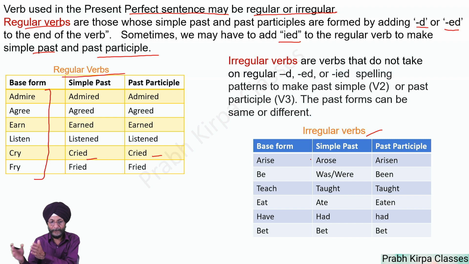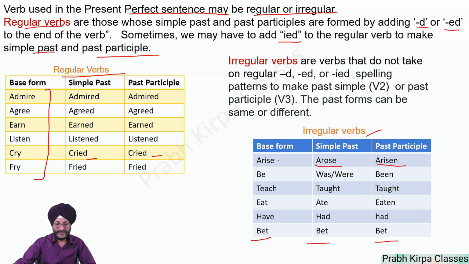Be does not become by, beat, beat. Here arise becomes arose, arisen. Be becomes was, were or been. Teach becomes start, start. Bet becomes bet, bet. Here there is no change. Here you will see that simple past and past participle have changed a lot.